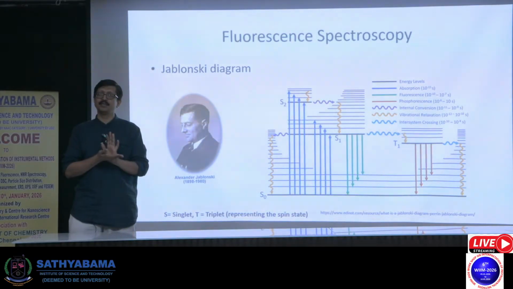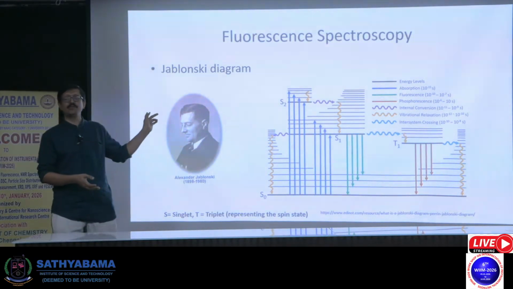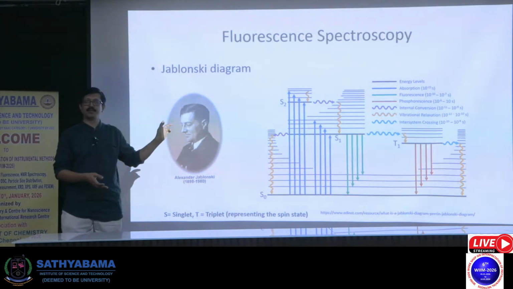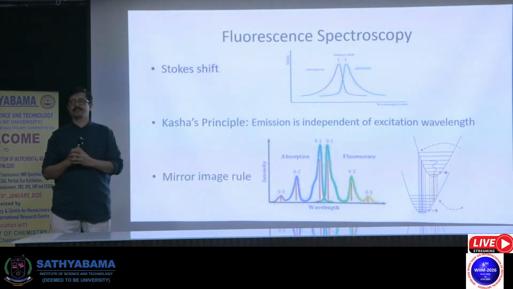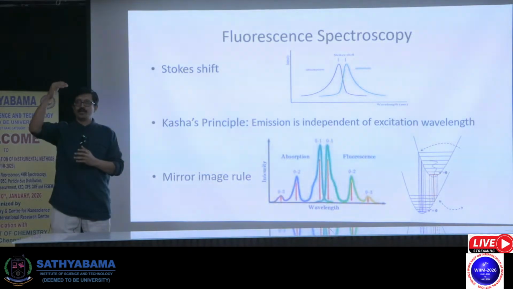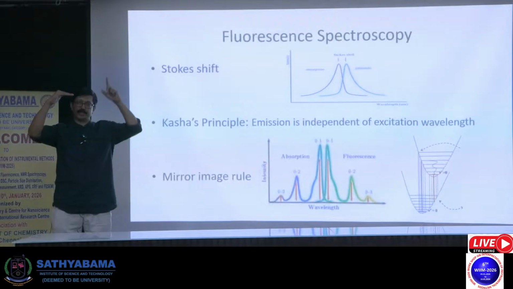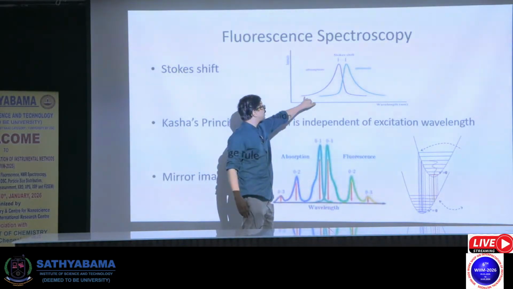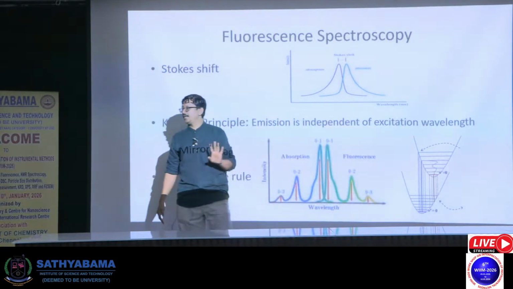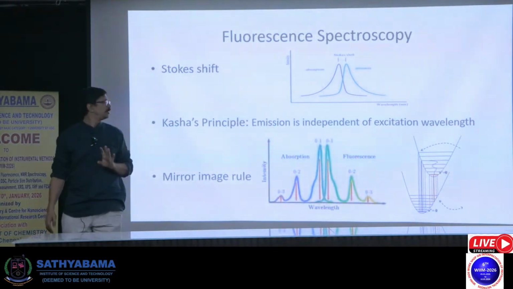Why does that happen? Again, the Jablonski diagram will give you the answer. You can excite at any wavelength, but emission is always happening from S1. Right? So because emission is happening from a certain point irrespective of your excitation, this emission spectrum will look similar irrespective of where you are exciting. That rule is called Kasha's rule.